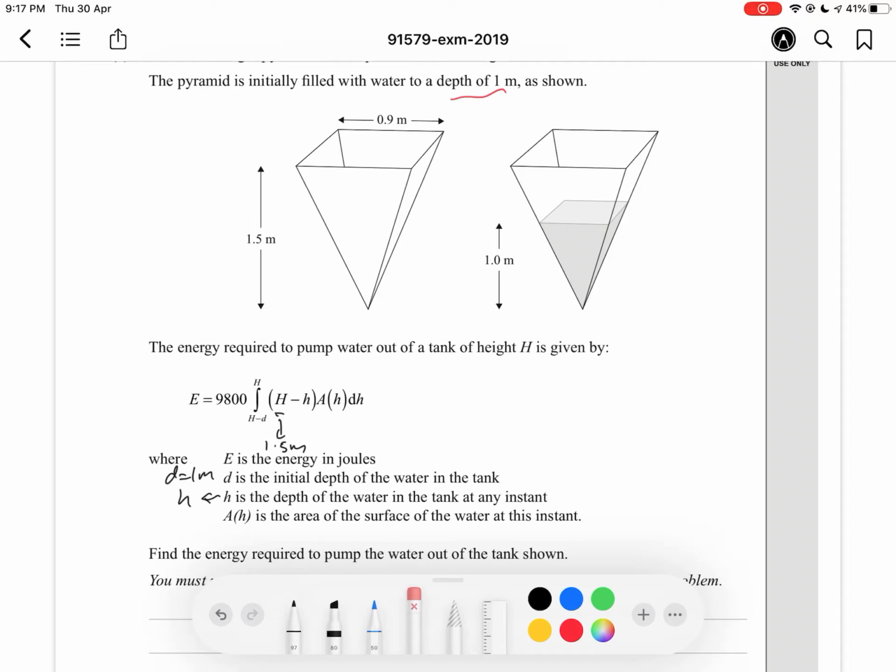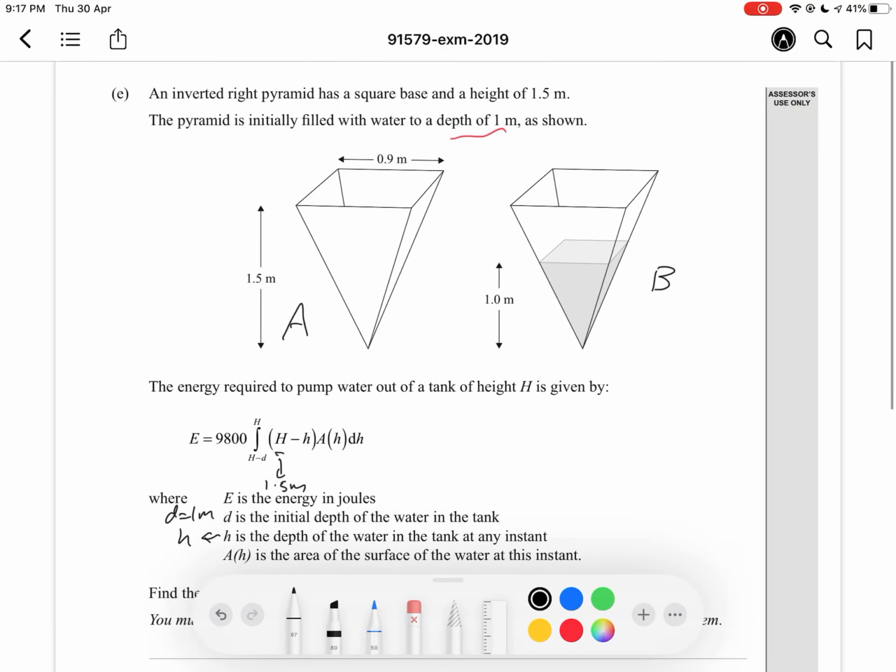So we know that this is the same pyramid. So the pyramid on the left, A, and the pyramid on the right, B, is going to be the same pyramid. So they're going to follow the same ratios. So the ratio of this length and this height is 0.9 over 1.5. So that's our length over height. So for this pyramid B, it's going to follow the exact same ratio, and that's because it's the same pyramid.